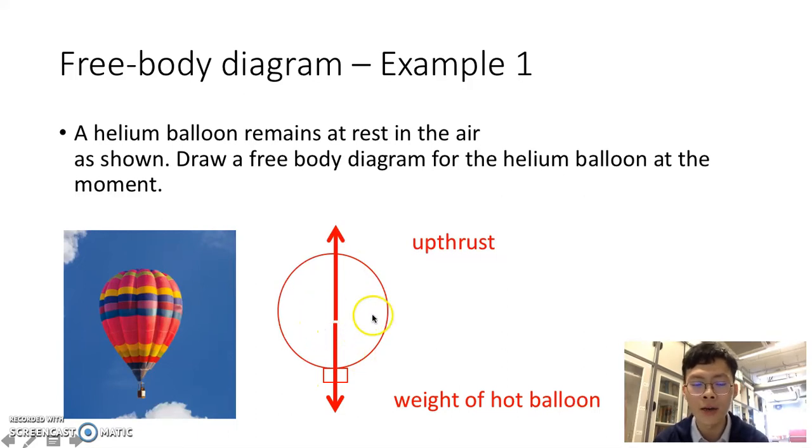But just in case the balloon is actually moving upwards, then you can say the upthrust is greater than the weight of the hot balloon. The same case applies to that: if the helium balloon is moving downwards, then you can say the weight is greater than the upthrust. So we'll use the free body diagram to indicate the kind of force and also the direction of force.